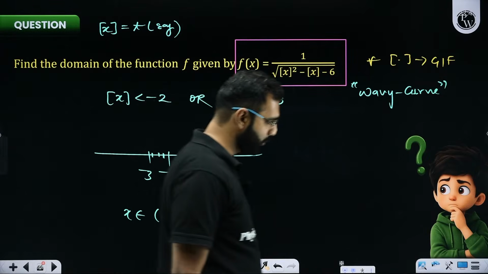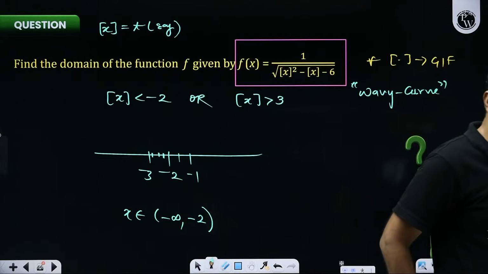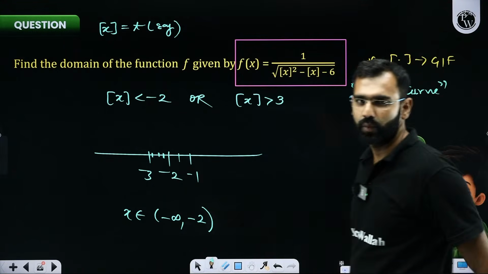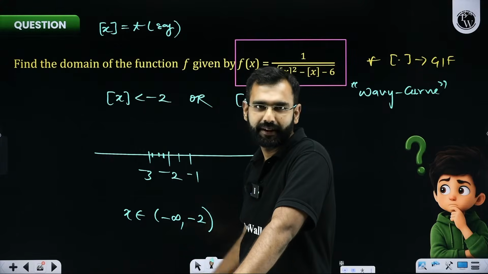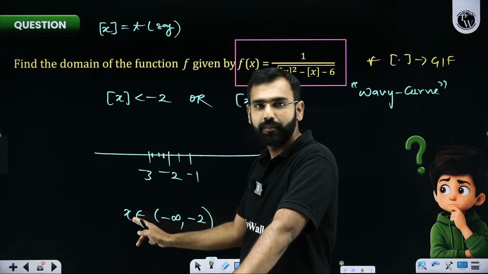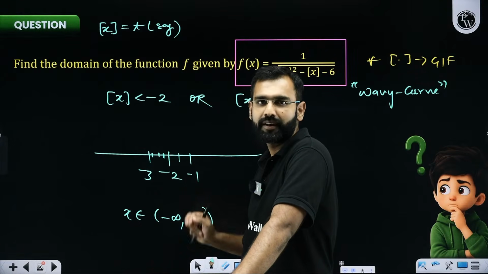How many of you were able to think like this? How many of you were able to crack this? Or shall I re-explain this part? What did I just say? I said that if GIF of a number is less than minus 2, then that number will be less than minus 2, but minus 2 is not included.